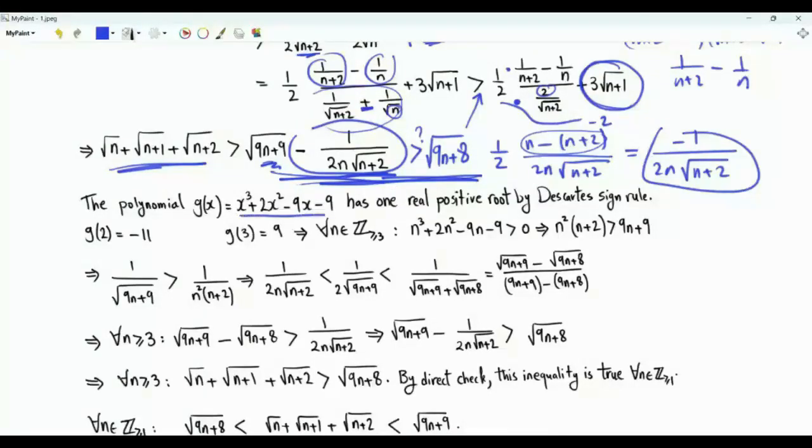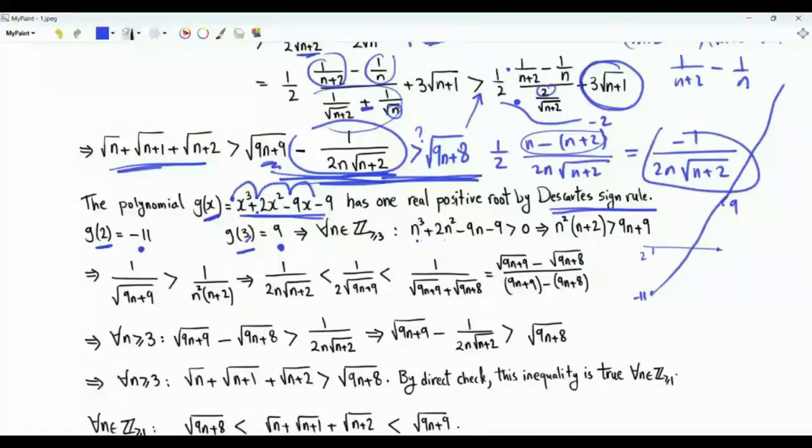To prove this, consider the cubic polynomial x cubed plus 2x squared minus 9x minus 9. The coefficients are positive, then negative, then negative. We have one change in sign. By Descartes' sign rule, this polynomial has one real positive root. Evaluating this polynomial at 2 and at 3, we get a strictly negative number at 2 and a strictly positive number at 3. This polynomial at 2 is minus 11, at 3 is 9. It is 0 somewhere between 2 and 3, but then it increases to infinity as x tends to infinity. Thus, this polynomial is strictly positive when x is 3 or more.